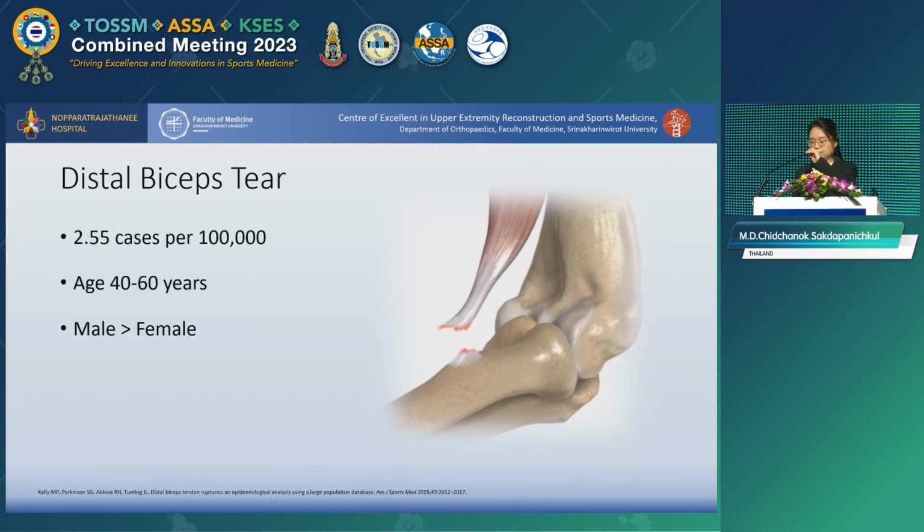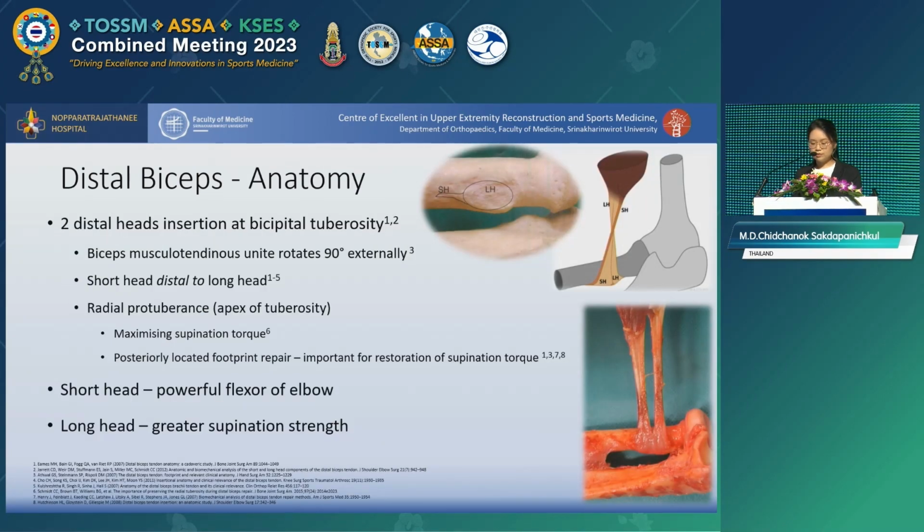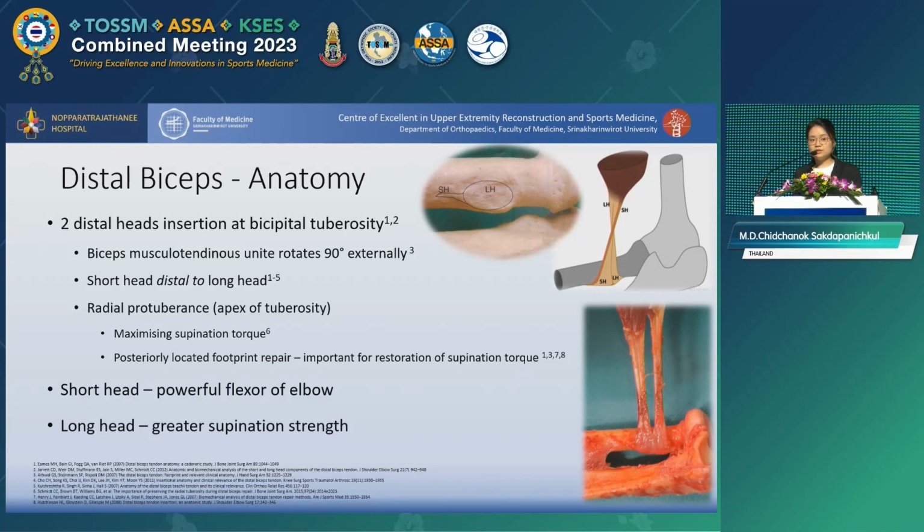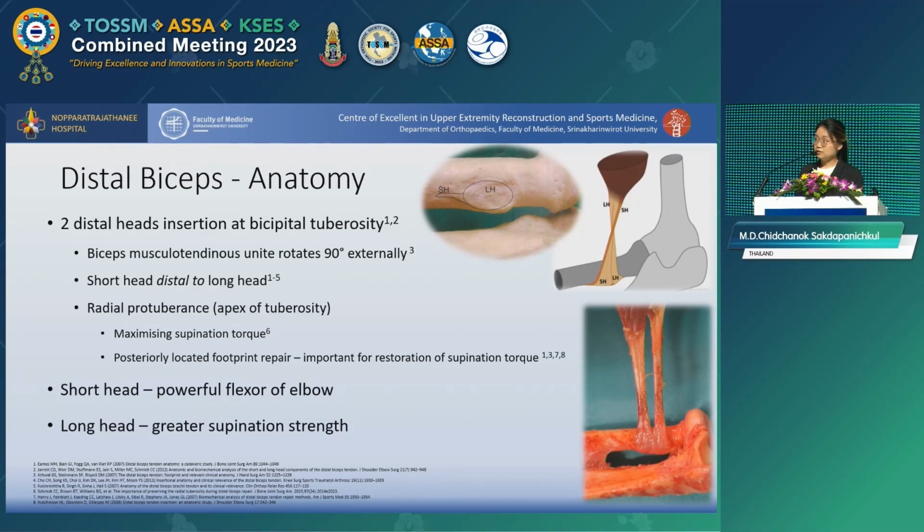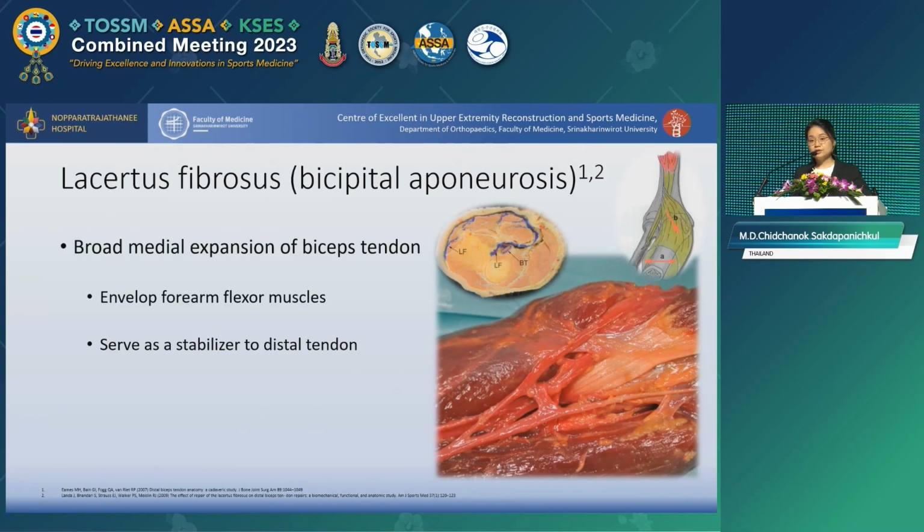Distal biceps tear usually occurs in the age of 40 to 60 years old, male more than female, and it has short and long heads. The tendon externally rotates 90 degrees at the musculotendinous junction level. So at the insertion, the short head becomes distal to the long head, and the long head inserts on the apex of the tuberosity. This makes the short head a powerful flexor of the elbow and the long head gives greater supination strength. Lacertus fibrosus is a stabilizer to the distal biceps tendon.